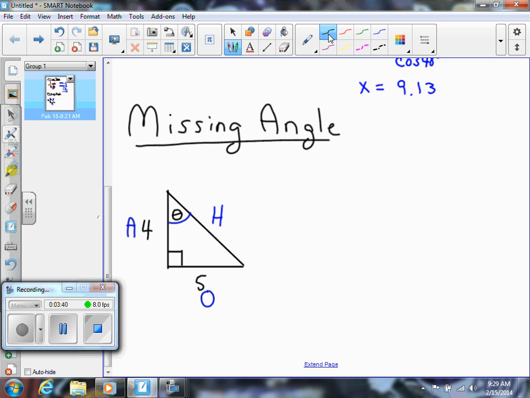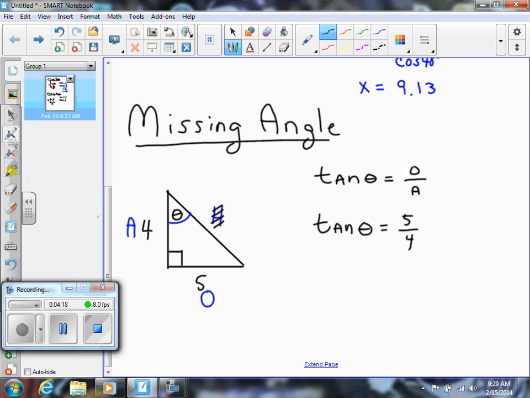Once again, we're going to cross out the letter that has nothing written beside it. O and 5, A and 4. The hypotenuse is the odd person out. We get rid of him, and we go to our trig formula sheet, and we pick out the trig function that has an O and an A in it. And that function is tangent. So therefore, we now substitute in what we know. Theta is left as theta. The opposite side is 5. The adjacent side is 4.